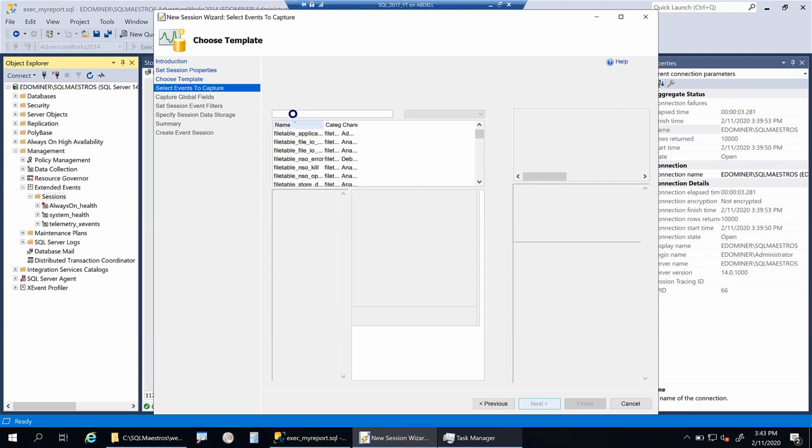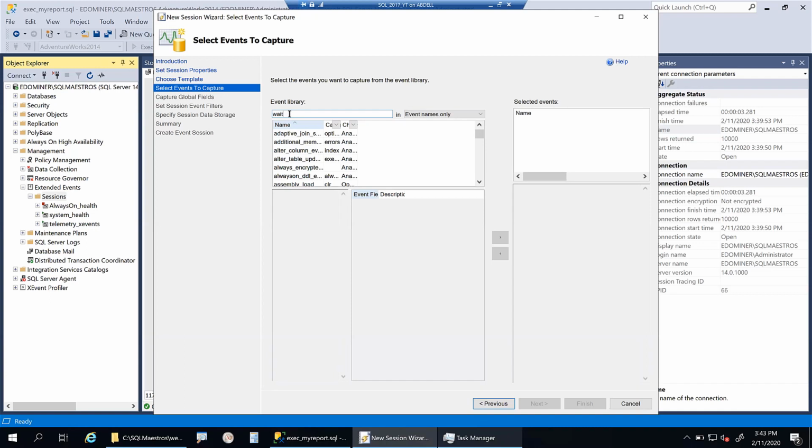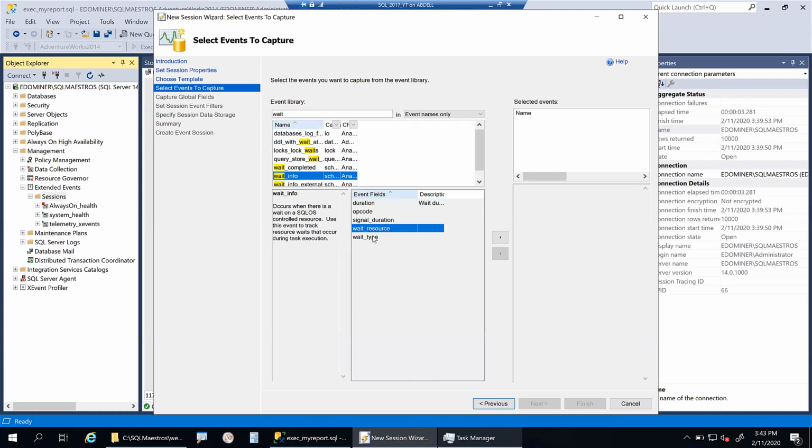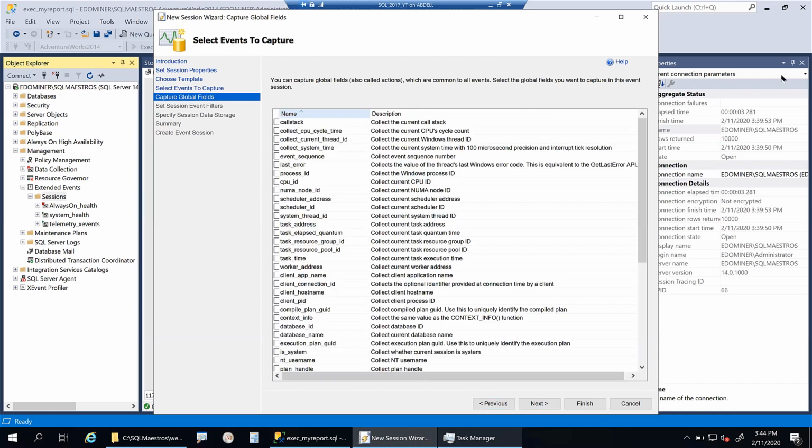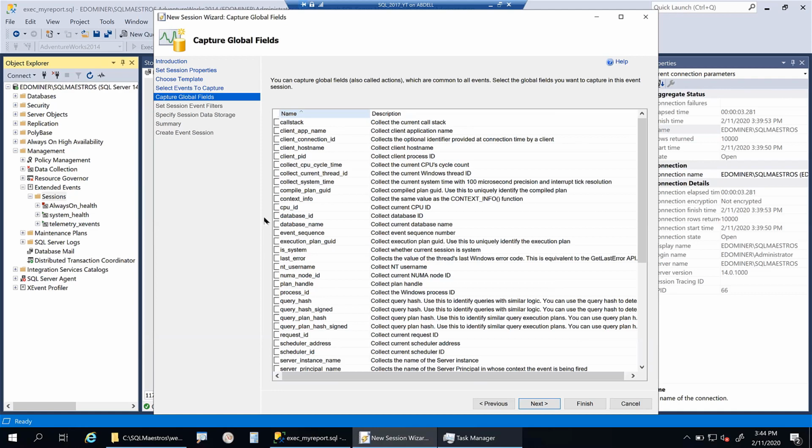And I can take my event, which is wait_info. I can just type wait and I will get wait_info. This is going to capture all the waits. These are the fields that I'm going to get: duration, signal duration, wait type, etc. So let's take this one and move it here, move next. And let me also take a few global fields here.